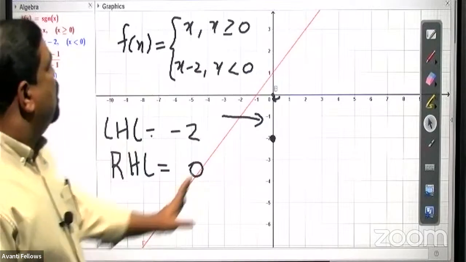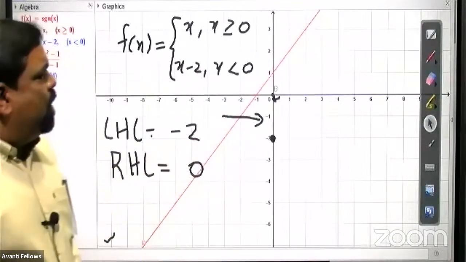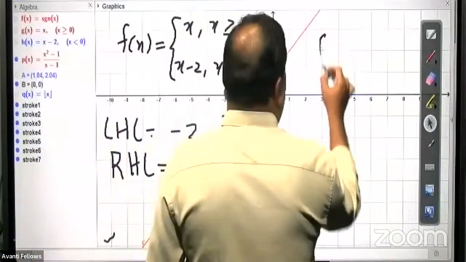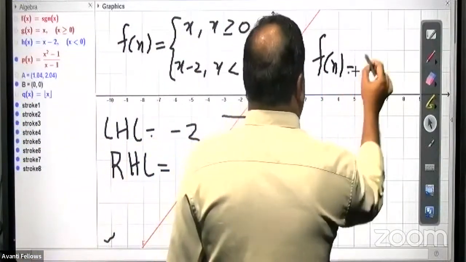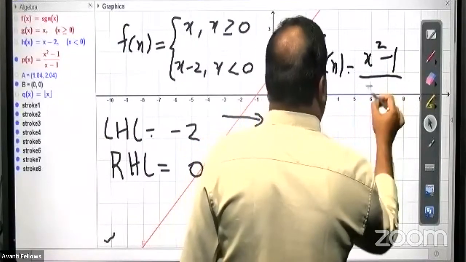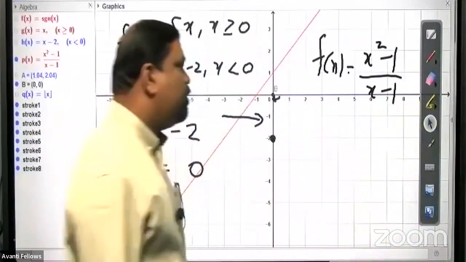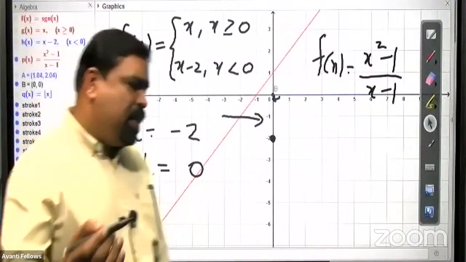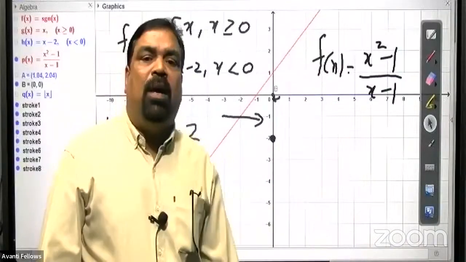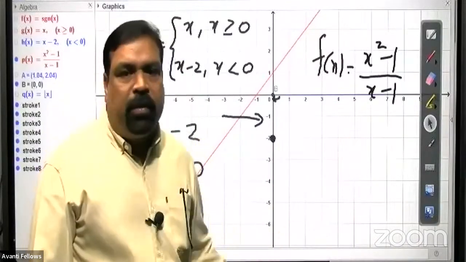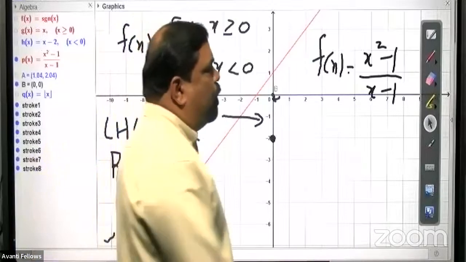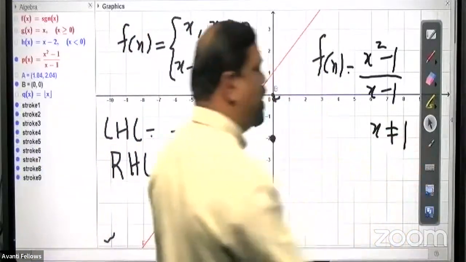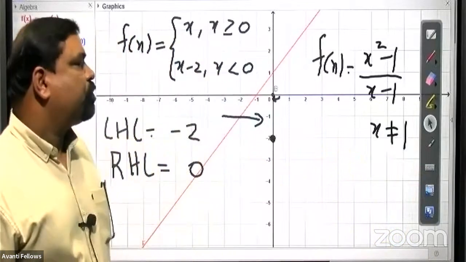This graph looks like it's a straight line. So this is the function defined by f of x is equal to x square minus 1 divided by x minus 1. In 11th class, you might have taken this example when studying the limit actually. f of x equal to x square minus 1 divided by x minus 1, for x not equal to 1.